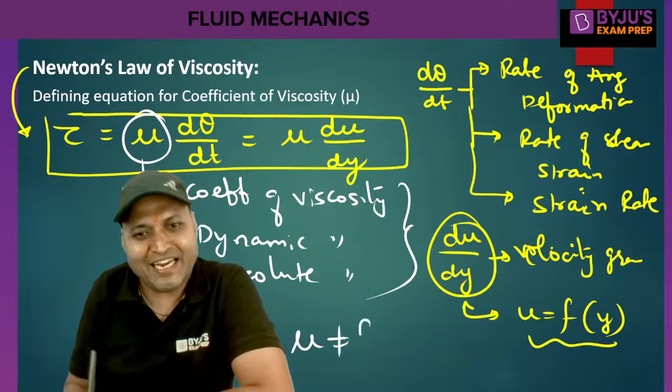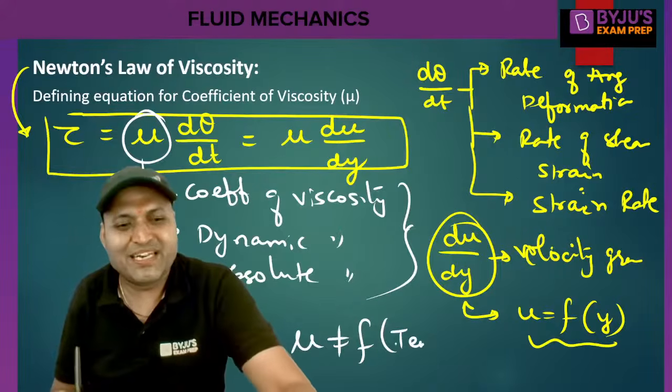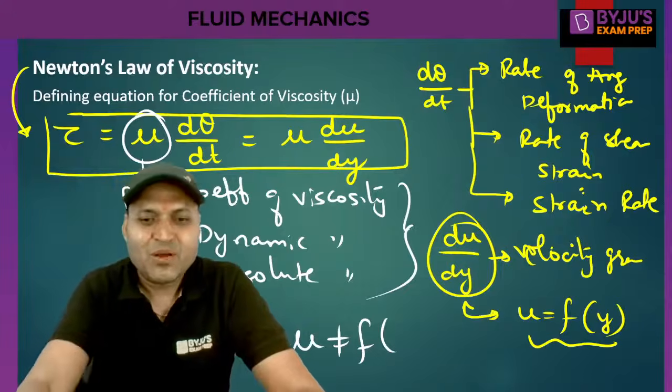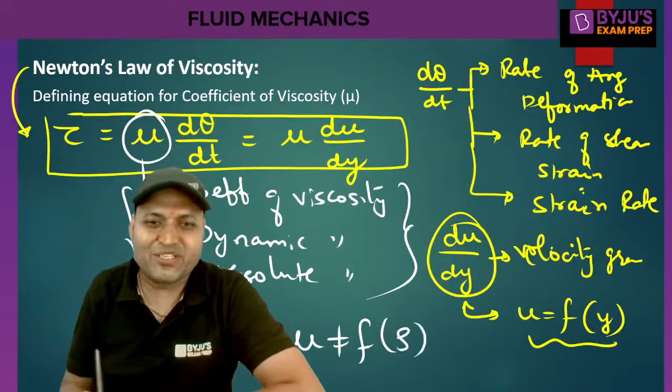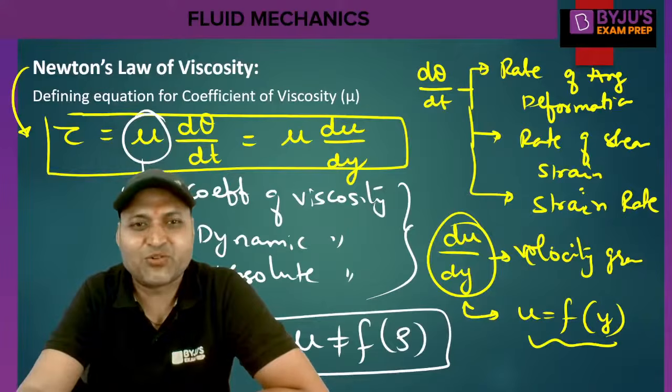So mu is called the coefficient of viscosity, dynamic or absolute. Mu is independent of density. Mu is not a function of the density of the fluid. That is why it is called absolute viscosity.